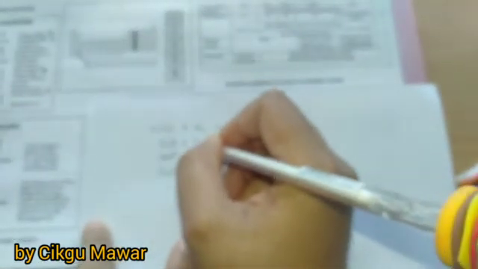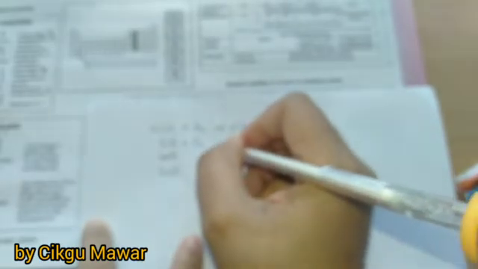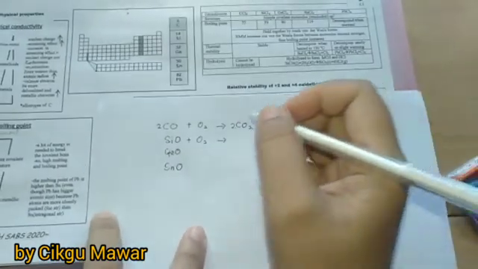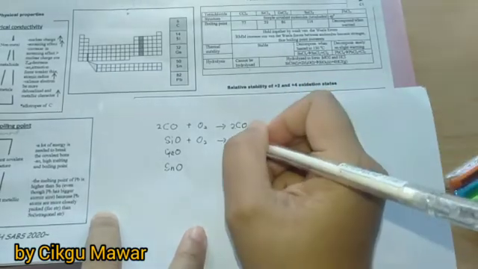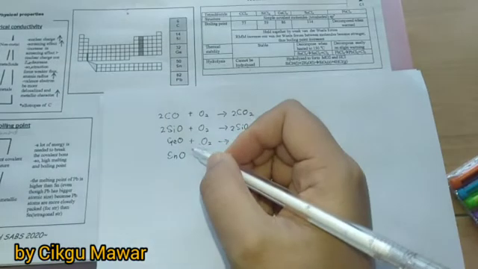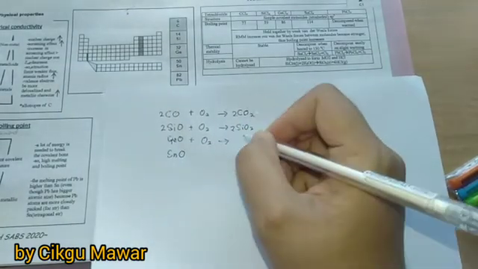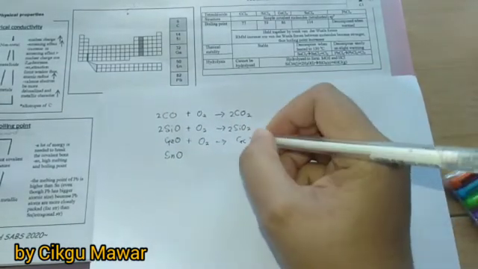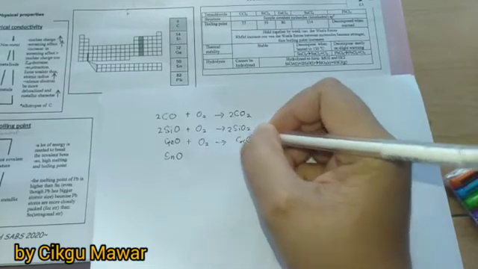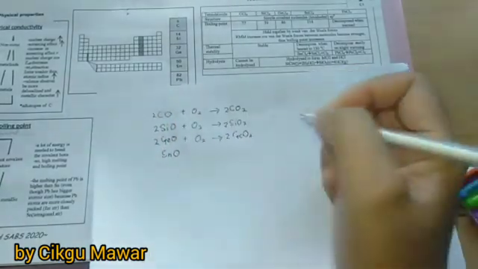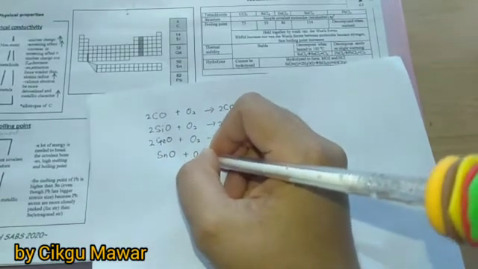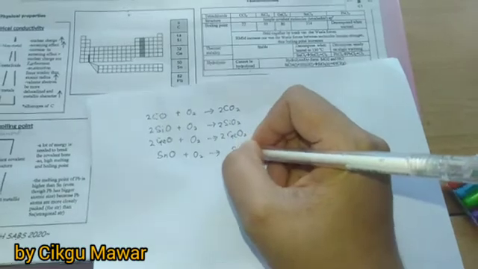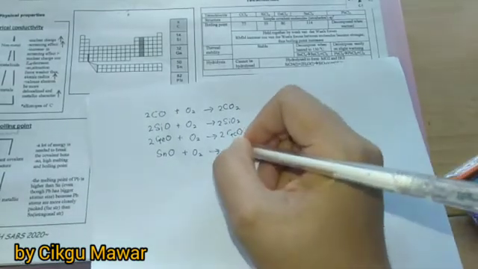Same goes for silicon. When heated with oxygen, it will give SiO2. For germanium monoxide, when heated, it will form germanium dioxide. 2 mole and 2 mole here. And finally tin monoxide. When heated, it will form tin dioxide.